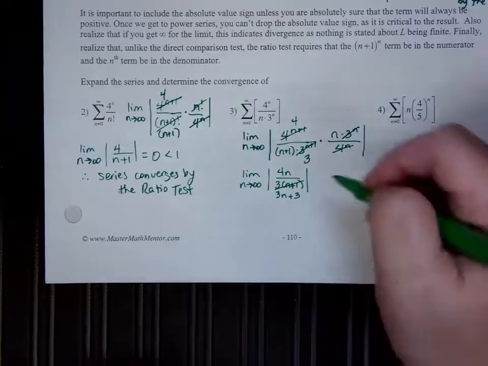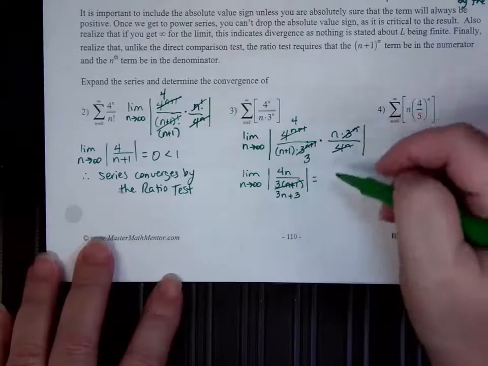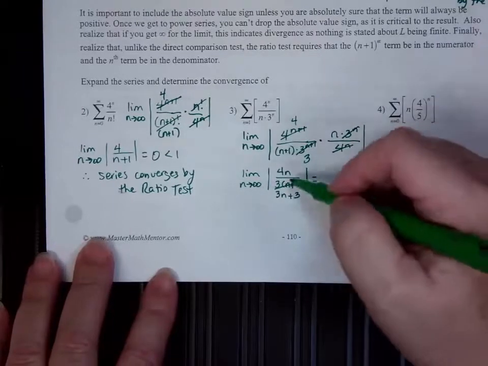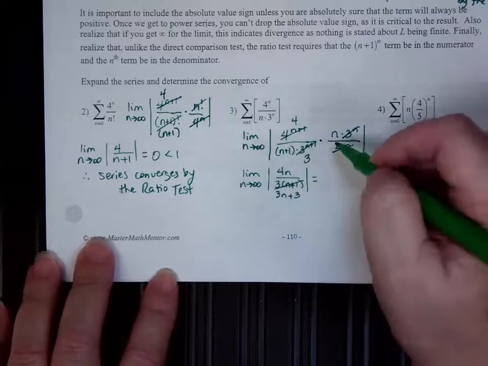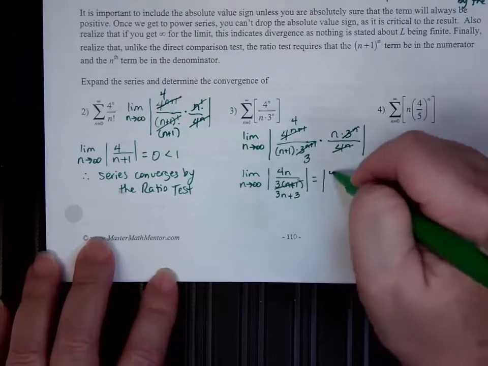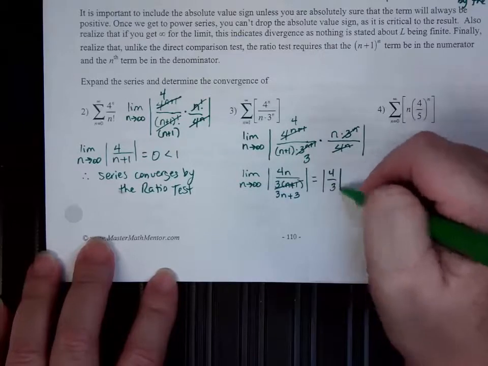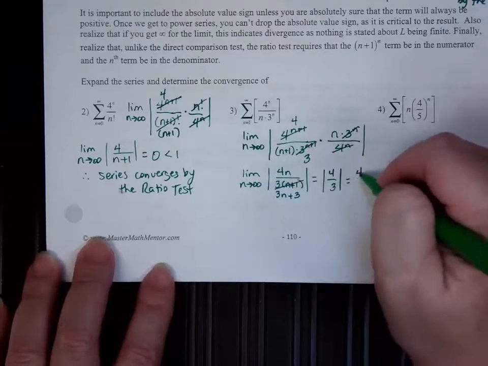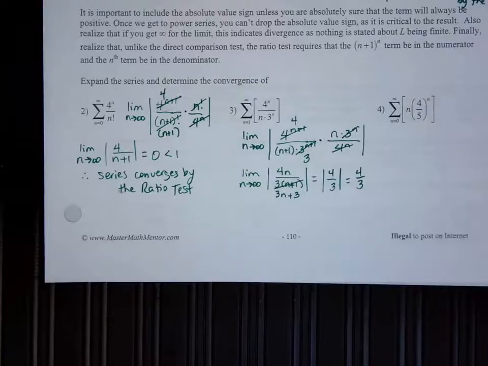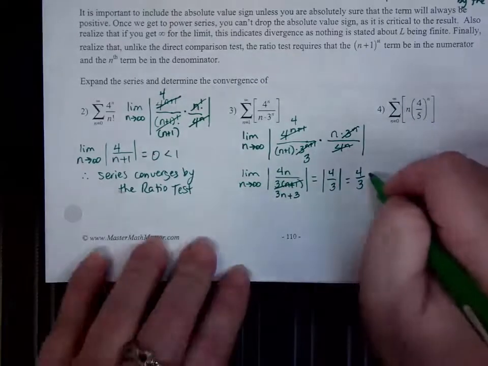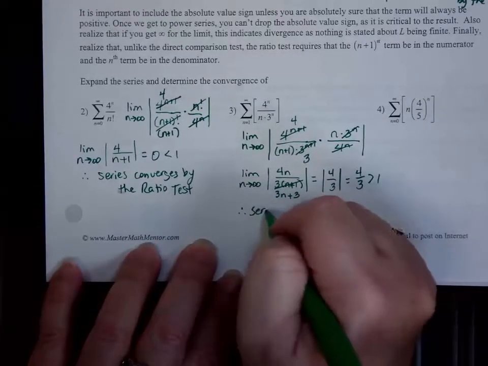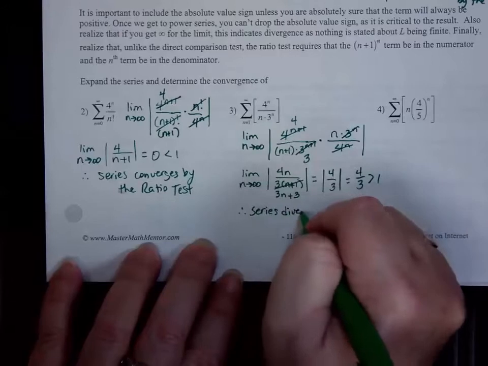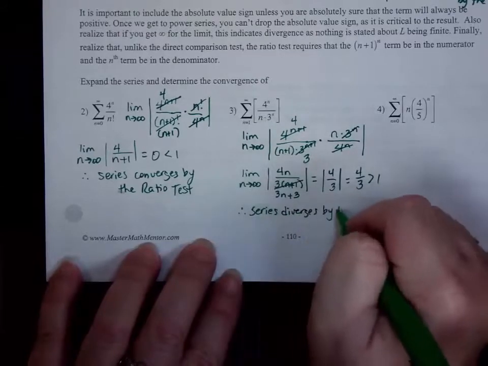L'Hopital's rule. Now, I want to show you something. I'm not going to write down L'Hopital's because there are actually some people who can do this in their head, and that will give you straight to the answer. What's the derivative of the top? 4. What's the derivative of the bottom? 3. I'm done. So the absolute value of 4/3 is 4/3. That's greater than 1. Which is greater than 1. Exactly. Therefore, the series diverges by the ratio test.